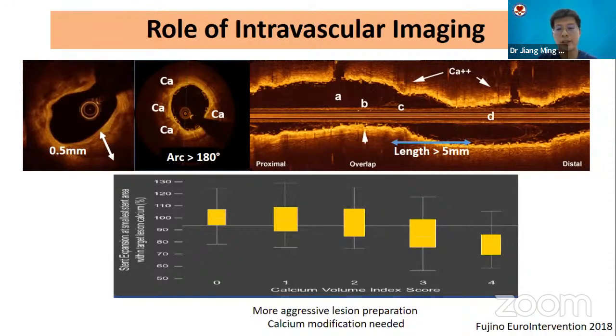This study was published in EuroIntervention in 2018, with the calcium score using parameters such as the thickness, the arc, and the length of vessel that's involved. And with a calcium score of, say, for example, 4, then there's a greater need for more aggressive lesion preparation and more suggestion that calcium modification is required.